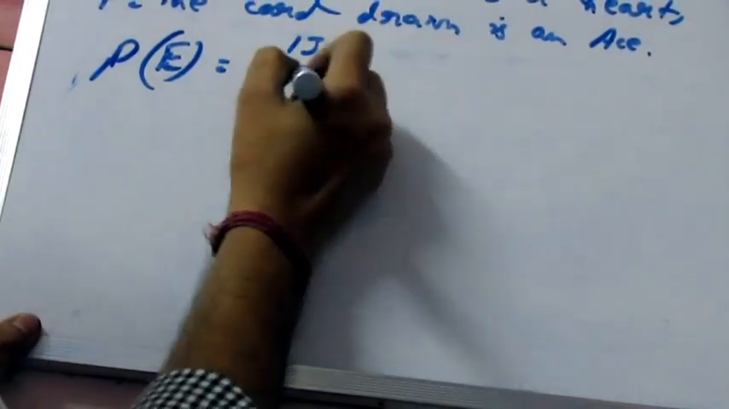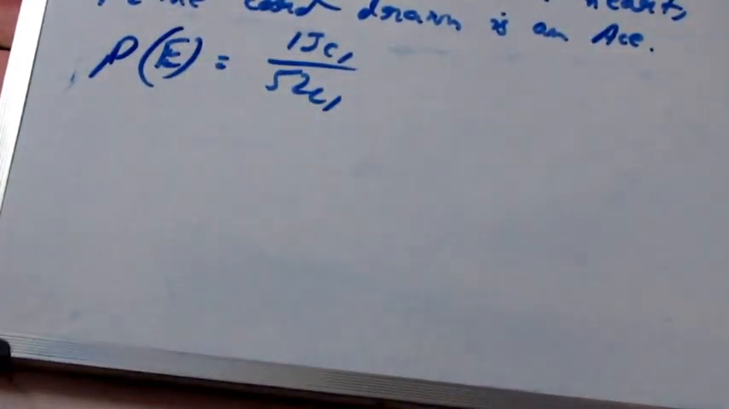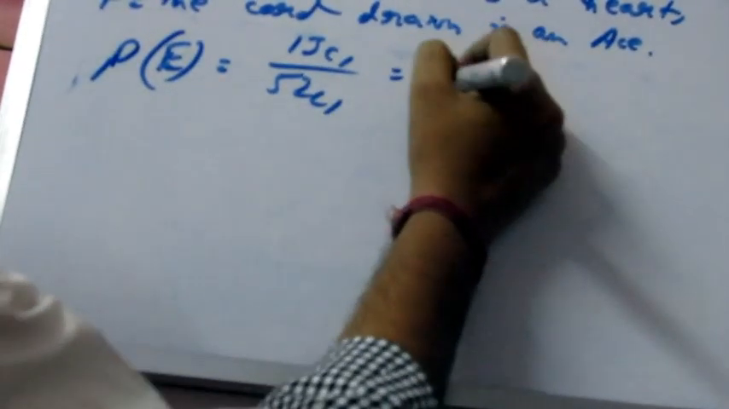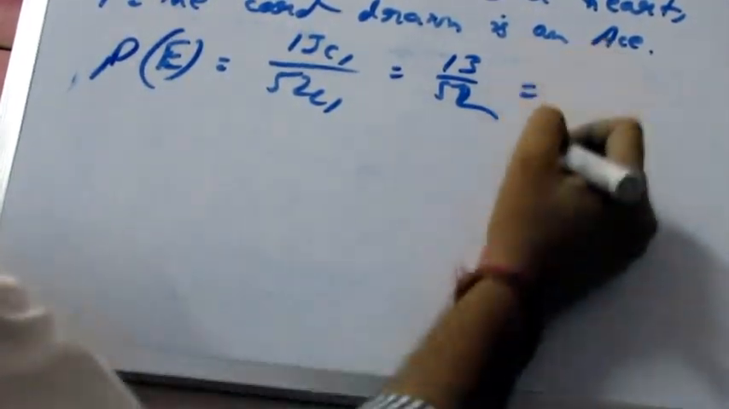F is the event that the card drawn is an ace. Then the probability of E will be: first of all, we have to know that there are 13 hearts in total in a card game. So we are choosing one heart out of 13 hearts. So it will be 13C1 divided by 52C1, because there are total 52 cards in a card game. So it is 13 by 52, which is equal to 1 by 4.